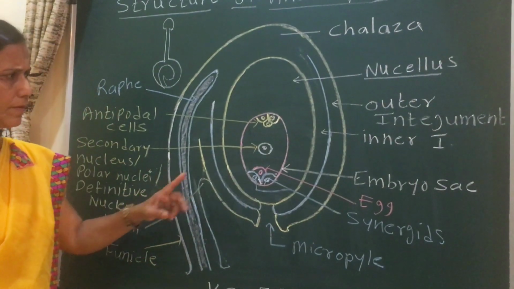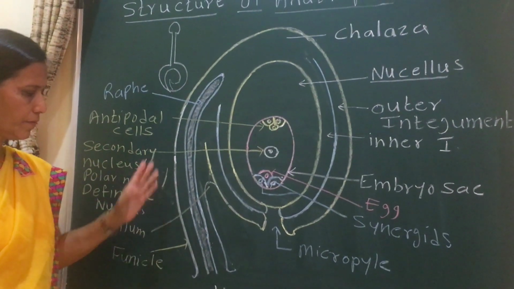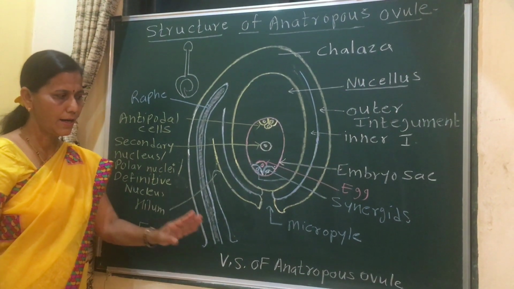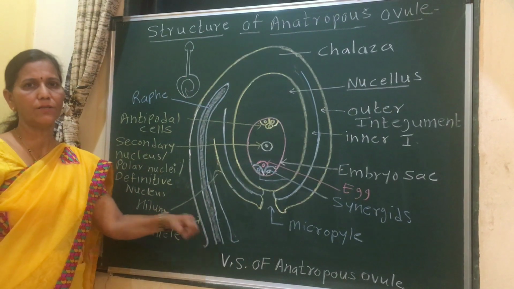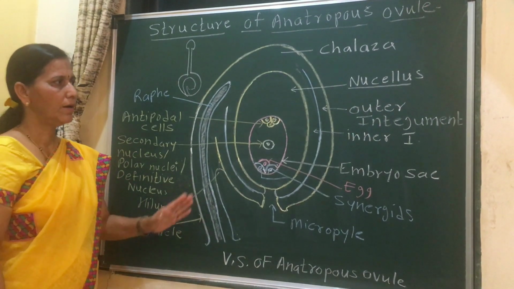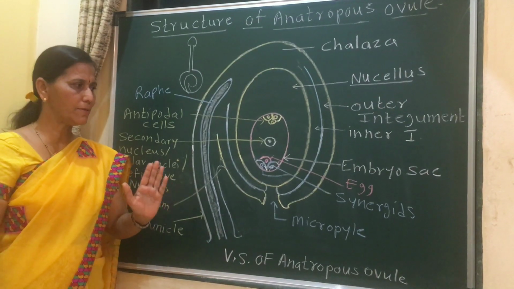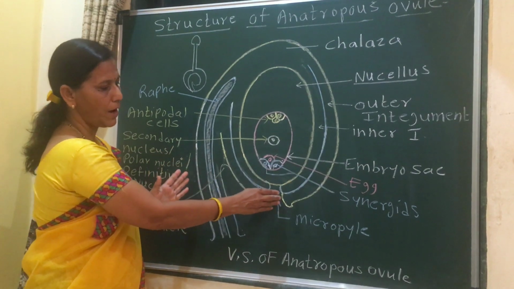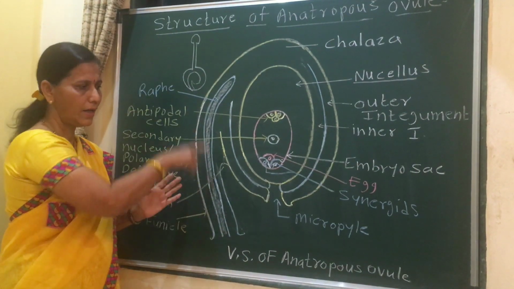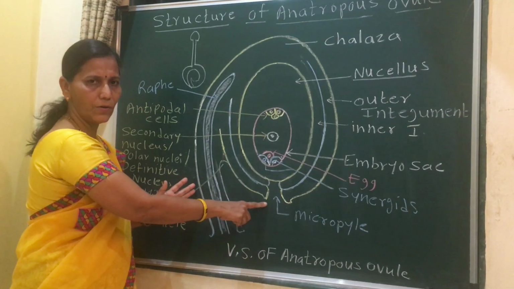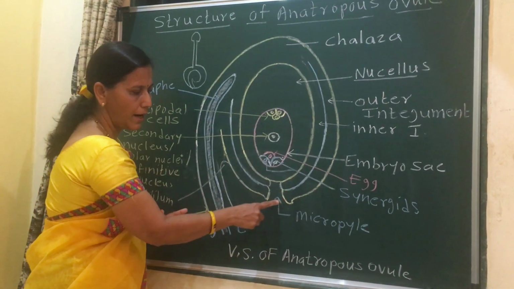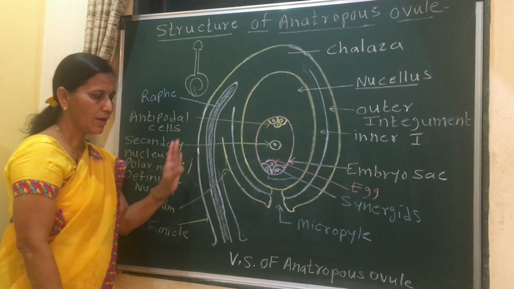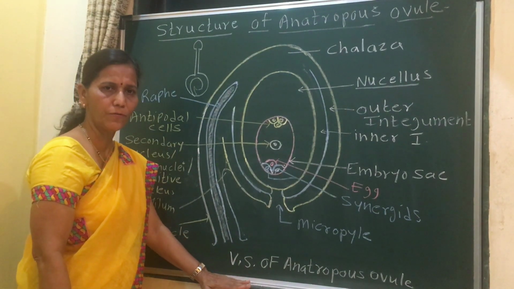Here, let's see the structure. This is the anatropous ovule. Anatropous ovule means inverted ovule. There are different types of ovule. Orthotropous means straight ovule, in which this funicle and this micropyle are in a straight line. Here they are not in a straight line, they are perpendicular to each other. And this micropyle is downward, and such ovule is called as anatropous ovule. This is the VS of anatropous ovule.